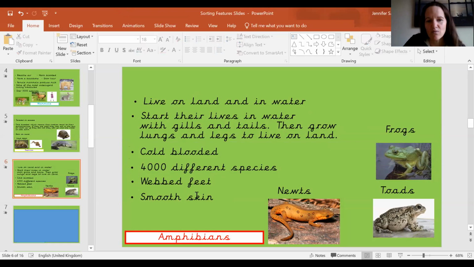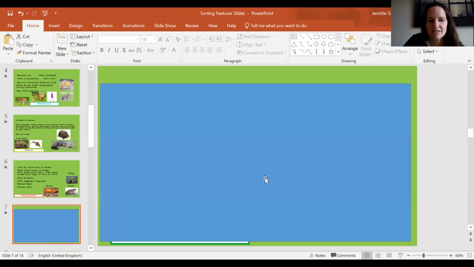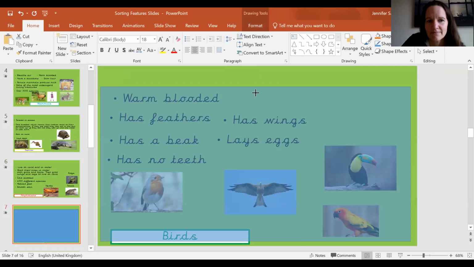So they also have webbed feet and they have smooth skin. Some of them have scales or skin, but they'll be wet to the touch, whereas reptiles are dry. So well done. So let's have a look at this one.